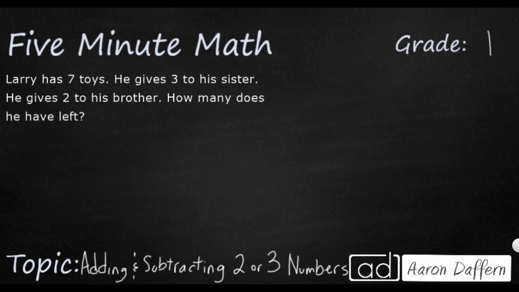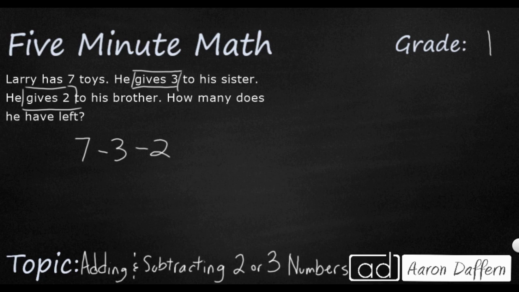The first thing we might want to do is see if we can write a number sentence or an equation that shows us what's happening. So our starting number is 7, and when he gives 3 away, when you give something away, you're going to subtract. So you do 7 minus 3, but then he gives some more away. He gives 2 to his brother, so you're going to do 7 minus 3 minus 2. Now that might look a little bit strange, but you can add or subtract more than just 2 numbers. Sometimes you can add or subtract 3 or 4 or even 5.